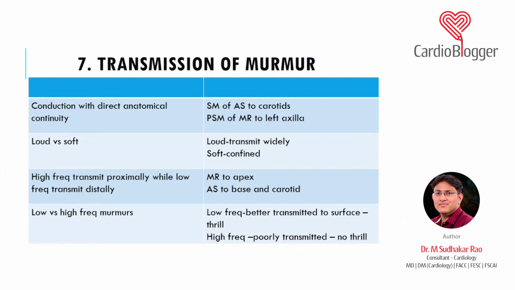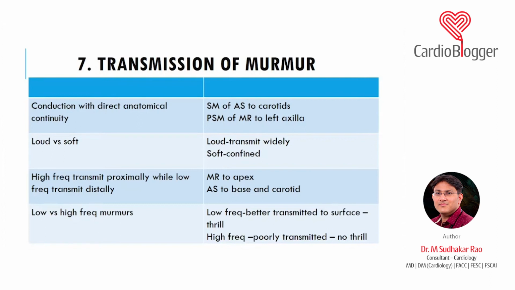So if it involves the anterior leaflet, it goes posteriorly, which is more common in cases of rheumatic mitral regurgitation. Whereas if it is a mitral valve prolapse, it involves the posterior leaflet and it goes to the base of the heart. So this is how we try to see the conduction and the radiation.